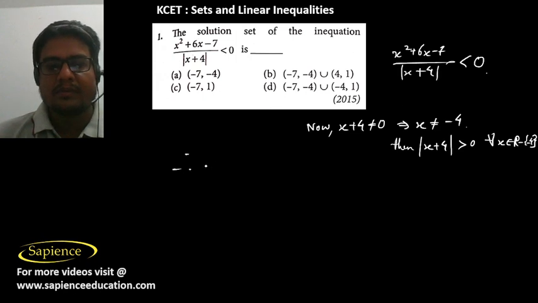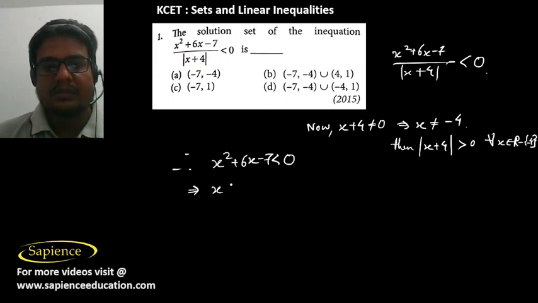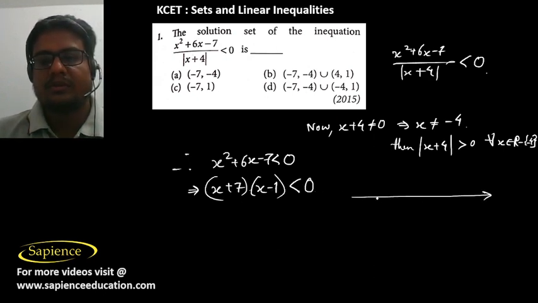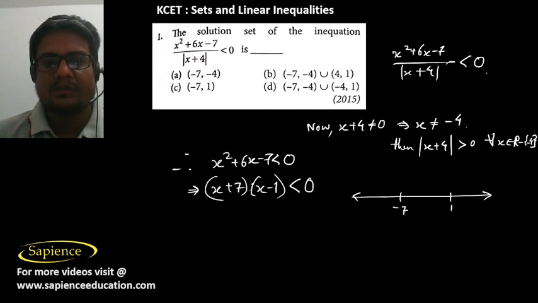So therefore we can say that x square plus 6x minus 7 should be less than 0. If we factorize it, this will be x plus 7 into x minus 1, that is less than 0. So now we will plot the points on the number line. One is minus 7, one is 1. If we put some value which is greater than 1, then it is coming greater than 0. And the exponents are odd numbers, so the sign will change. So this is plus, minus, plus.